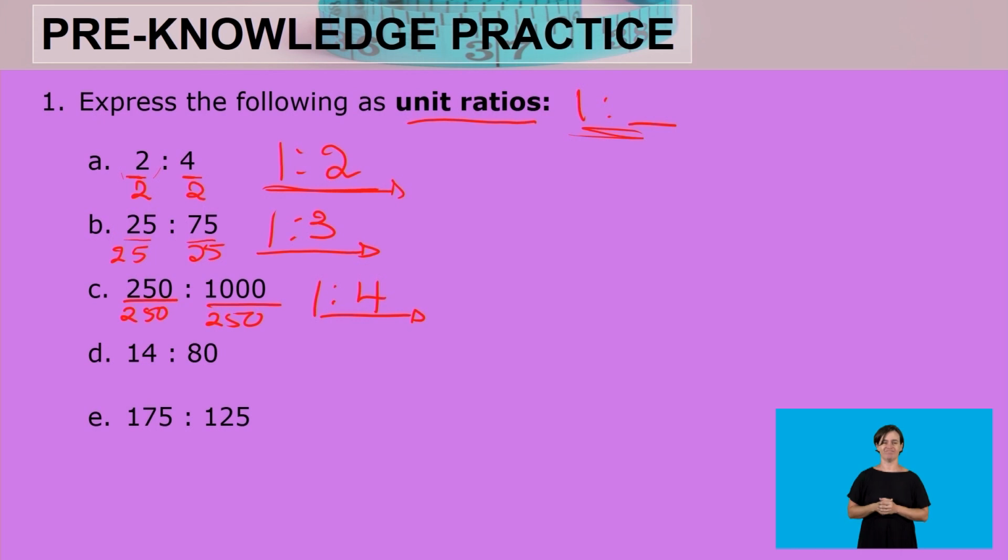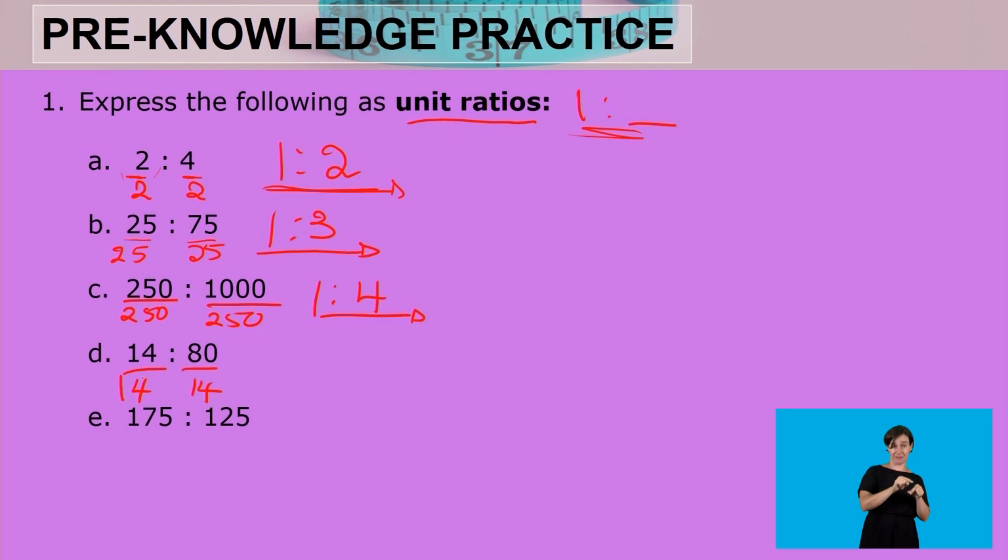Then we go to the next one, D, which is 14:80. Does 14 go into 80? Generally we would think that it doesn't, but there is a number that can go into both numbers. But that is not the intention of this exercise. The intention is to leave our answer in a unit ratio. So it doesn't matter whether 14 goes into 80 without leaving a remainder or not. You just have to divide by 14 so that you can be left with 1 on your left-hand side. So we divide both sides by 14. What is 14 divided by 14? It's 1.